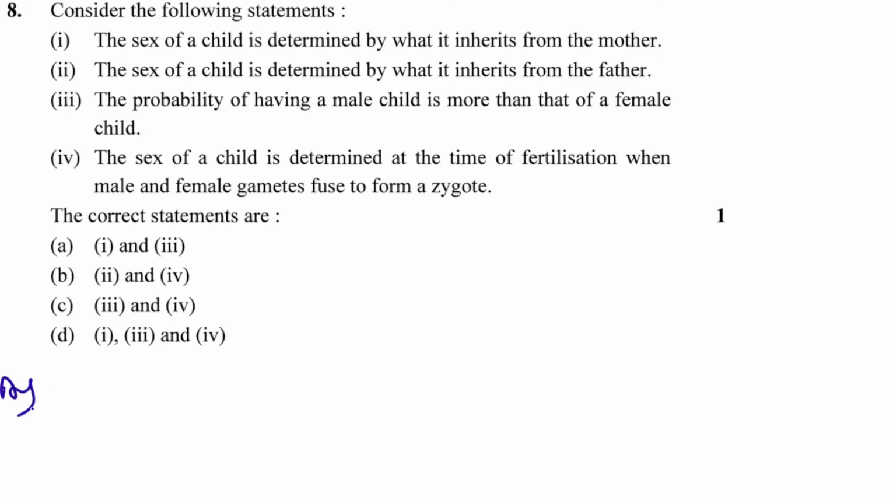D. The sex of a child is determined by what it inherits from the mother. The sex of child is determined by what it inherits from father. The probability of having a male child is more than that of a female child. The sex of child is determined at the time of fertilization when male and female gametes fuse to form a zygote. Okay, so this belongs to the hereditary chapter.